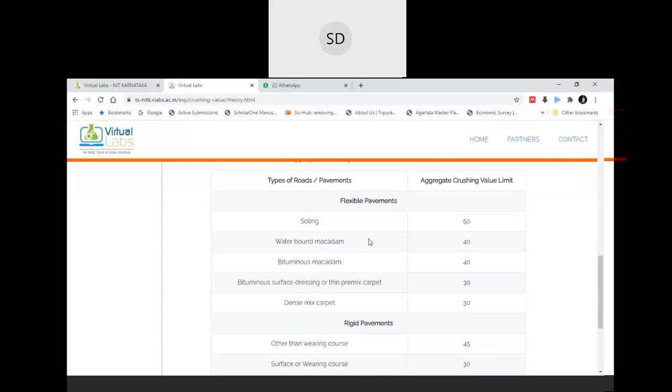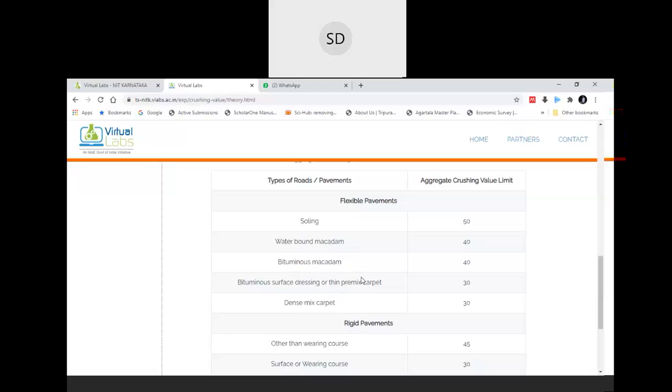Now there are different types of road pavement, and based on this, aggregate crushing value limits are provided. Generally, aggregate crushing value is expressed as a percentage. For any soling purpose, the aggregate crushing value should be less than 50%. For water-bound macadam, it should be less than 40%. For bituminous macadam, less than 40%. For bituminous surface dressing or thin premix carpet, less than 30%. For dense mixed carpet, less than 30%.